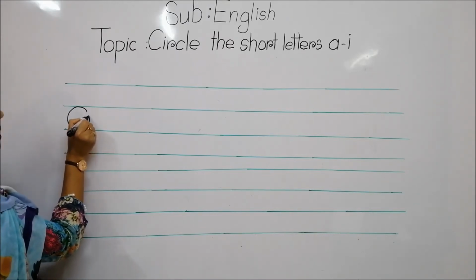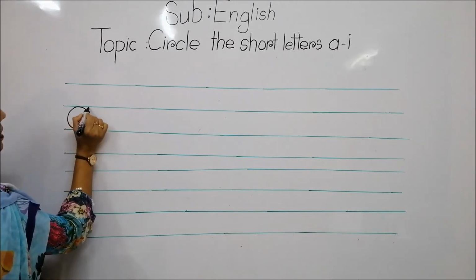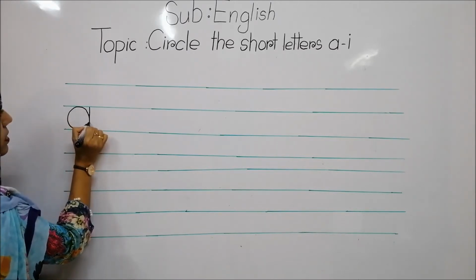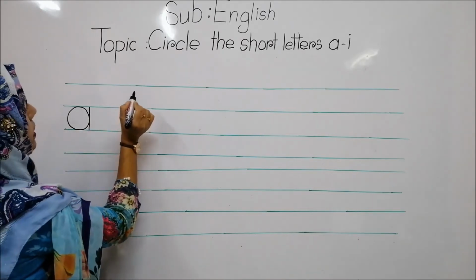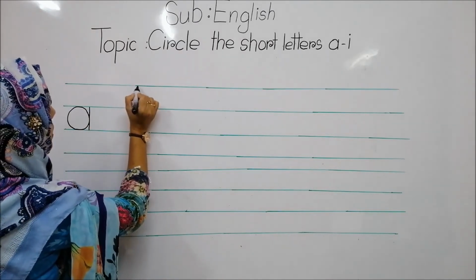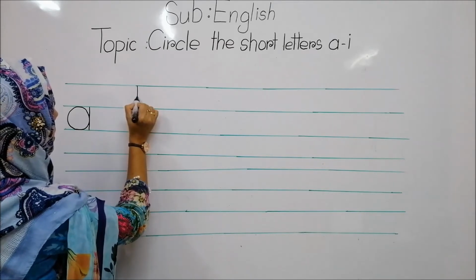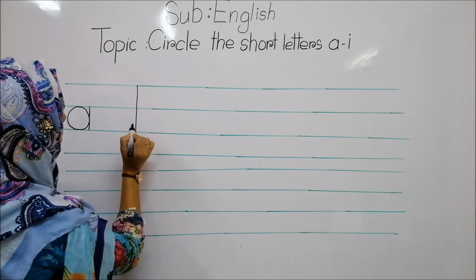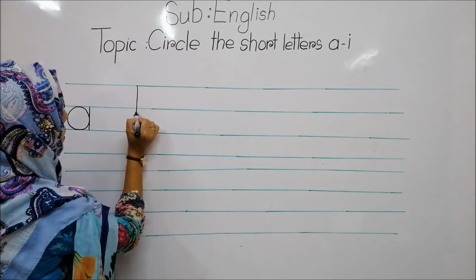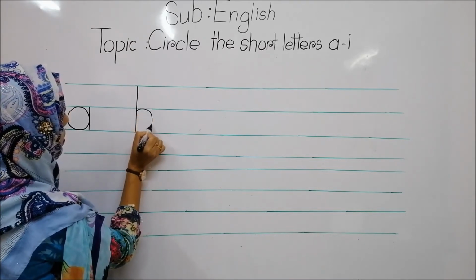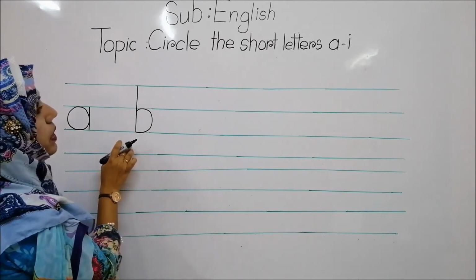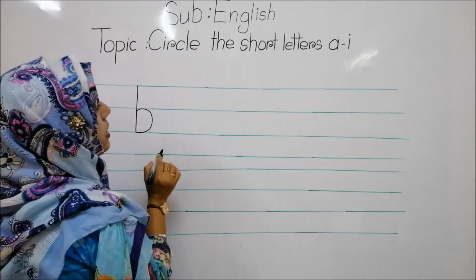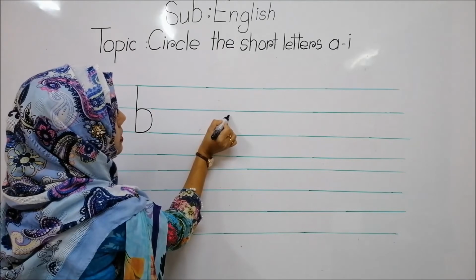Circle, then small standing stick. This is letter A. Then which letter? B. Standing stick. Then this is letter B. B then which letter? A, B, then C.